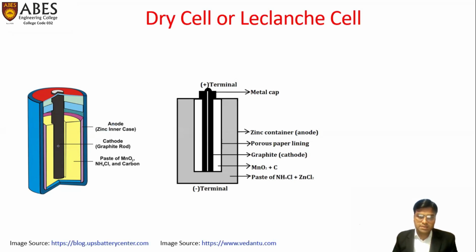Inside there is a rod made up of graphite. This is called the carbon rod. And outside this carbon rod, this graphite rod, there are some electrolytes filled in the form of paste. These are manganese dioxide, ammonium chloride, and MnO, the carbon cut.